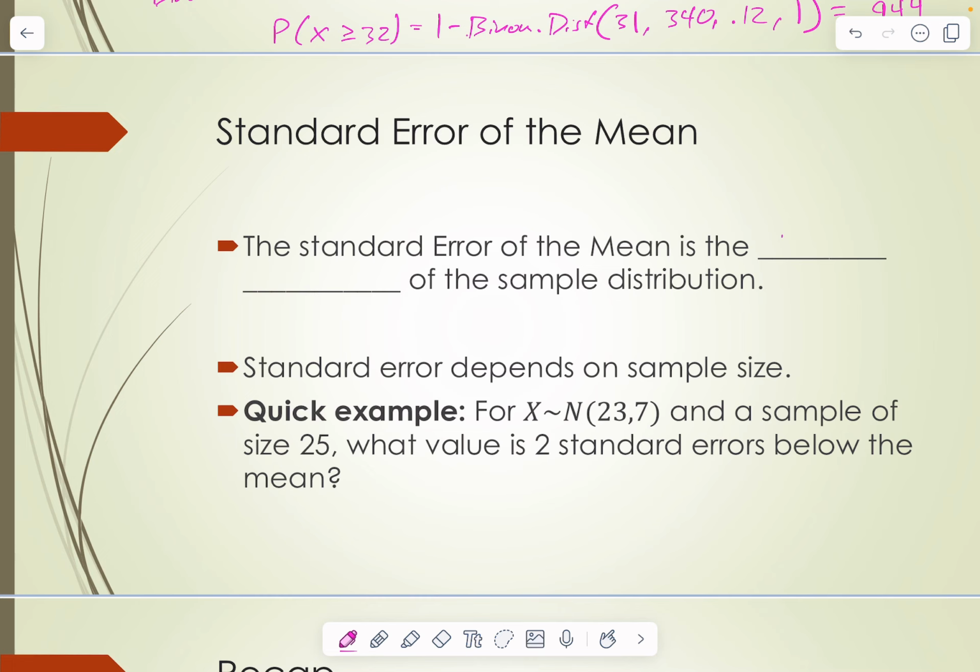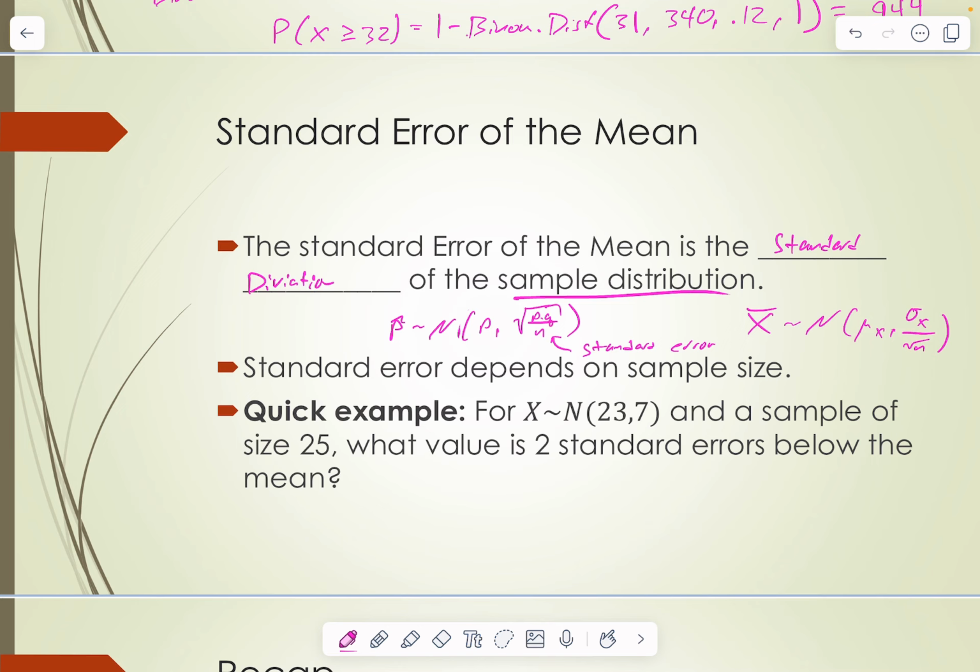The standard error of the mean is the standard deviation of the sampling distribution. So remember, we had p hat is normally distributed with a standard deviation of the square root of p times q over n. This right here is the standard error. And then for sample means, x bar was normally distributed with a mean equal to the mean of whatever x was, and a standard deviation of the standard deviation of whatever x was divided by square root n. So this right here is the standard error, sometimes called standard error of the mean, SEM or SE.